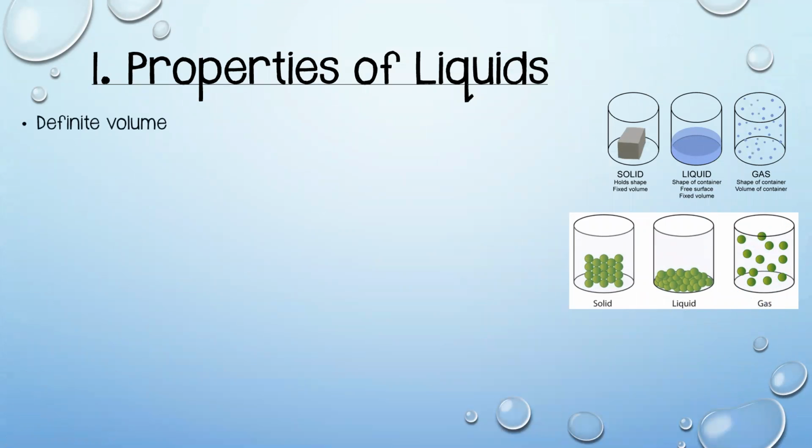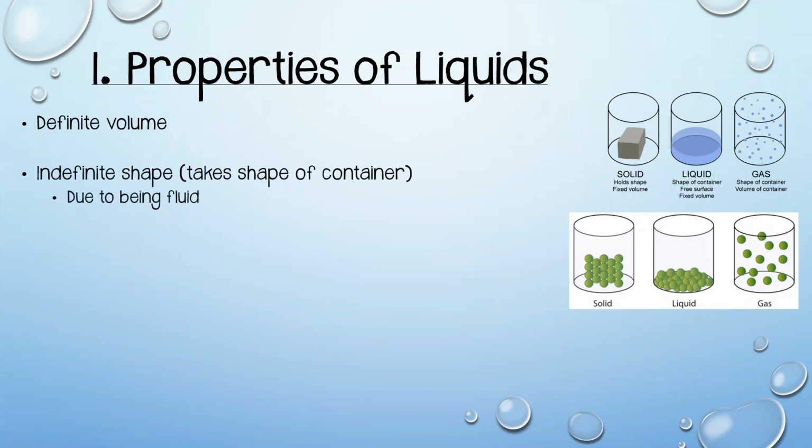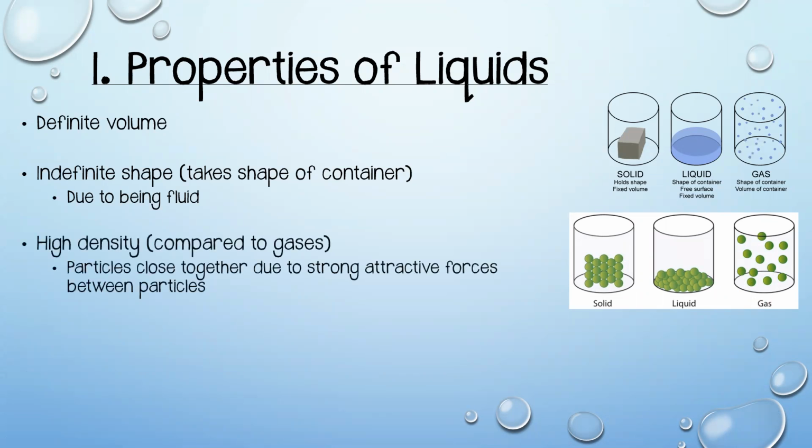Some properties of liquids: they have a definite volume. So a liter is a liter, no matter what container you pour it in. They have an indefinite shape because they do take the shape of their container since they are fluid. So if you have a pop bottle full of liquid and you pour it into a fishbowl, it will now take the shape of the fishbowl, but the volume will still be the same. So definite volume, indefinite shape.